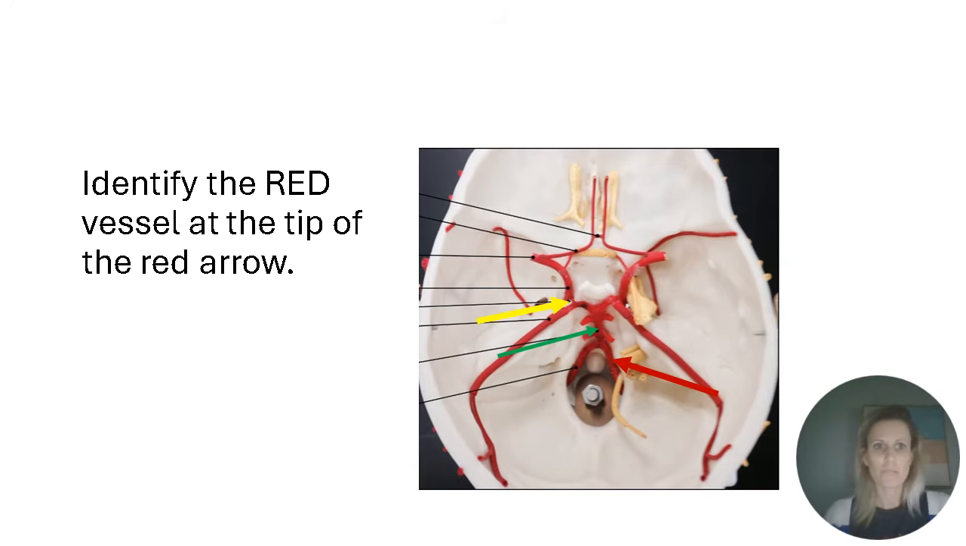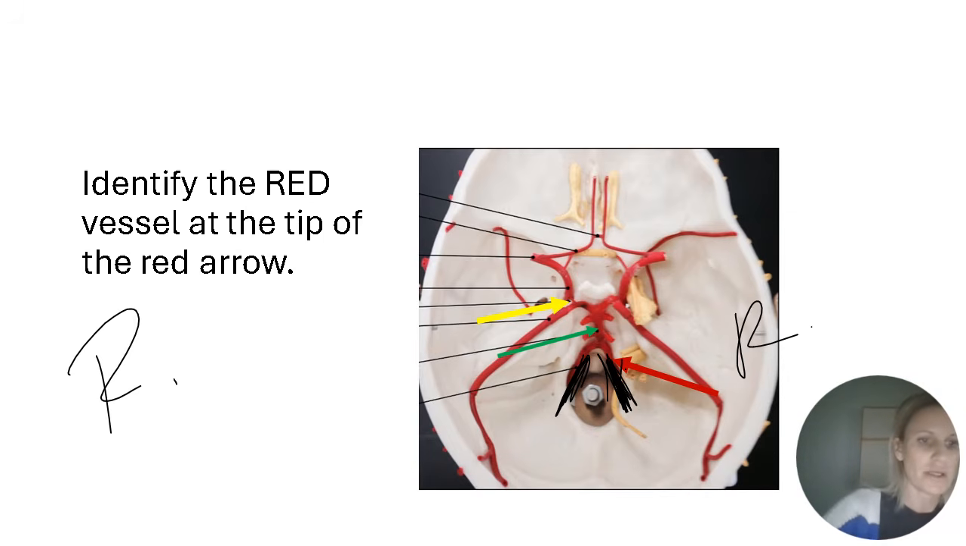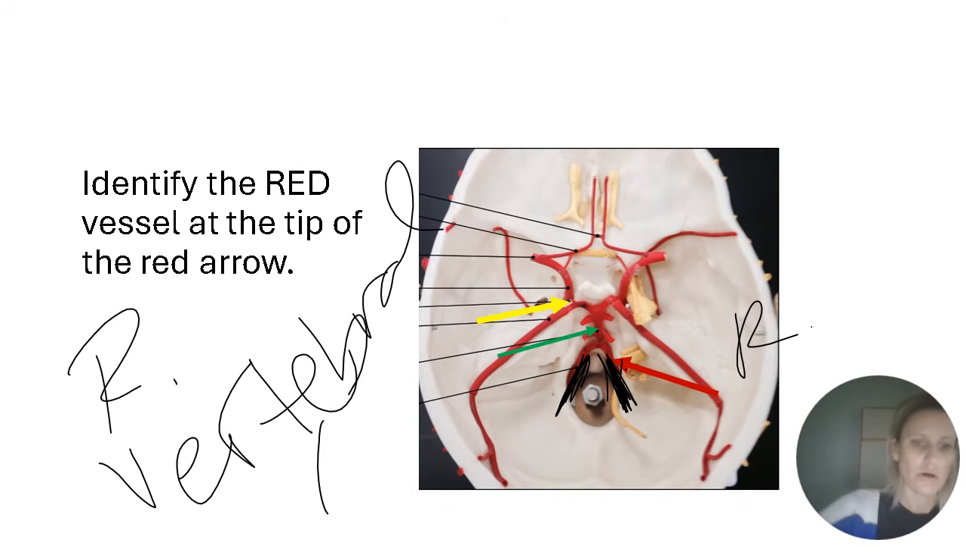The red vessel at the tip of the red arrow. So we're looking at this vessel right here that's coming up through the foramen magnum. Remember we said those are the vertebral arteries. The vertebral arteries. We could identify them in the neck as they come up through the vertebrae, but then also they go up through the foramen magnum. And this is on the right side. So right vertebral artery.